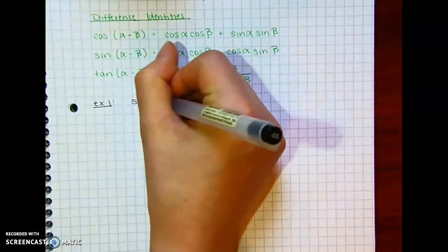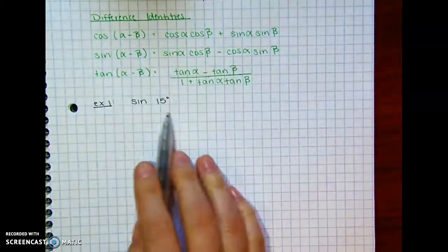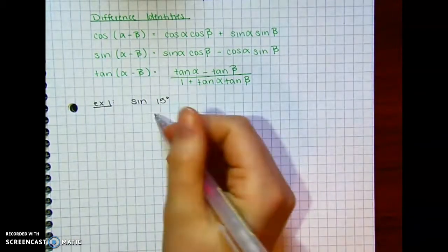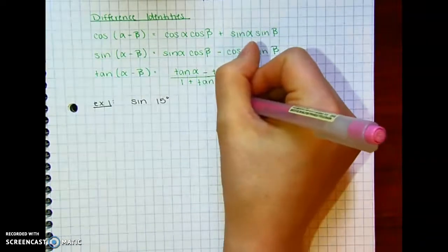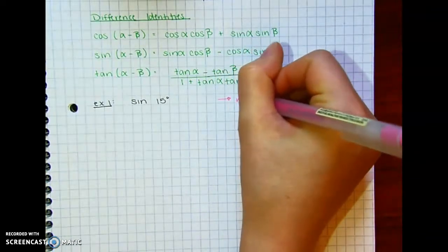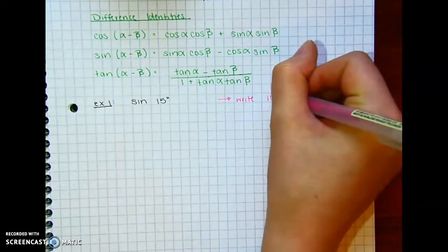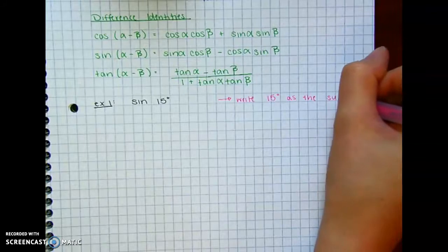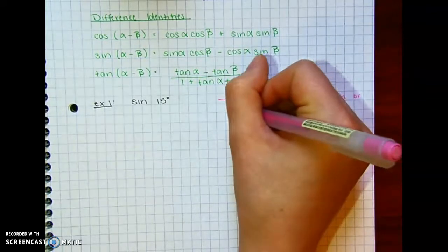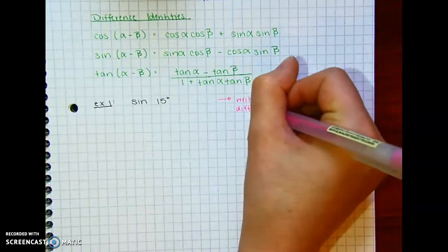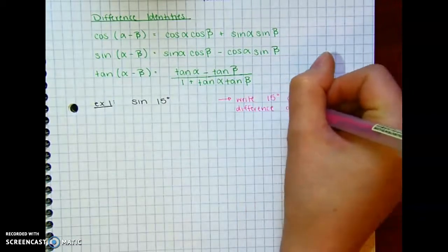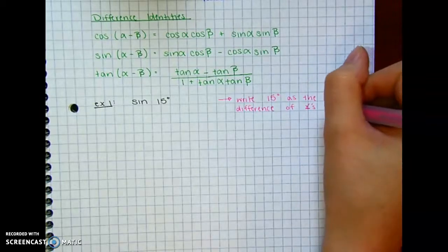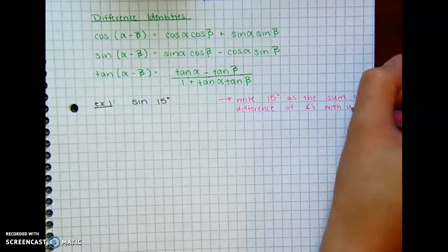So sine of 15 degrees, right? This is not on the unit circle. So what we can do to determine what sine of 15 degrees is, is write 15 degrees as the sum or difference of angles with unit circle values.